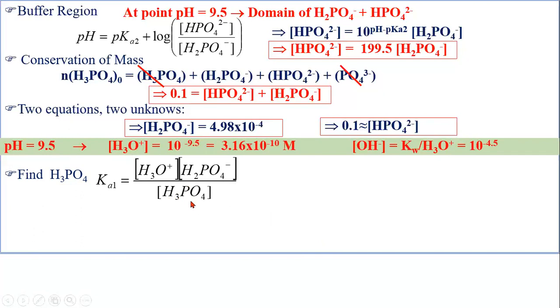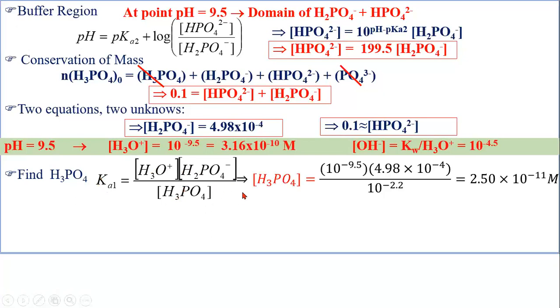The H3PO4, when it splits in water, becomes H3O plus and H2PO4 minus. And so the Ka expression is the following, all for H3PO4. Clear? We have H3O plus, that's right there, 10 to the minus 9.5. You have the concentration of H2PO4 minus in your solution, and you have your Ka1, which is 10 to the minus pKa1, and then a simple calculator calculation.